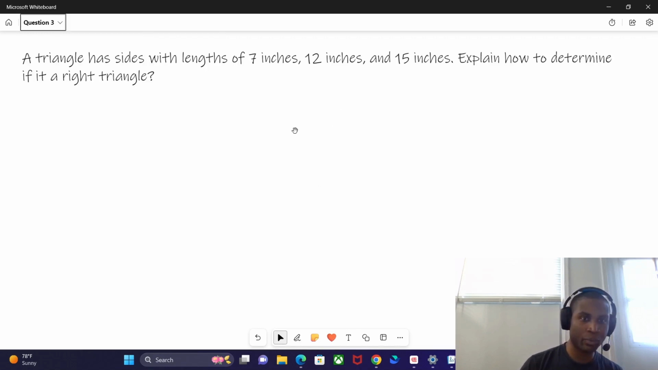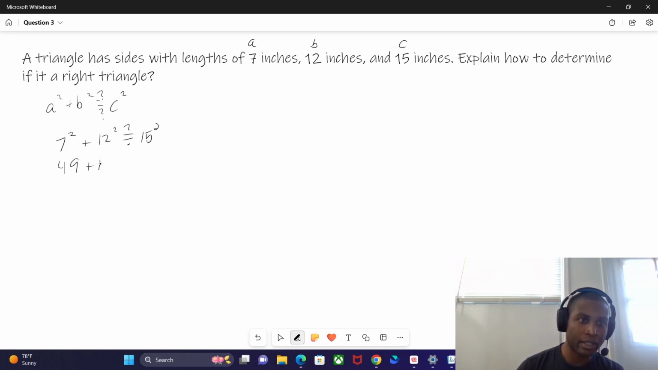And we're done. For this, we're just going to use the converse of the Pythagorean theorem. Is this true? 7 squared is 49. 12 squared is 144. When we add those up, do we get 15 squared, which is 225? Let's go ahead and add this. 9 plus 4 is 13, and automatically we know this sum must end in a 3, and the sum over here ends in a 5, so we know that it is not a right triangle.